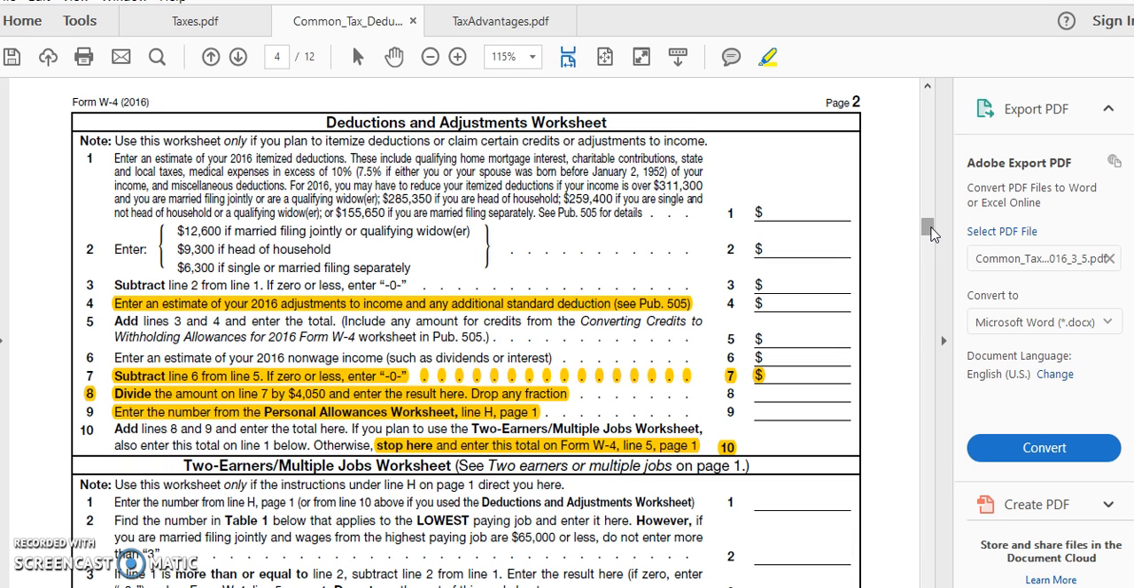Line 3 says subtract 2 from 1. So that's $9,600 from my home interest minus the $9,300. That's going to give me $600. So line 3 will have $600. Now for line 4, it says enter an estimate of your 2016 adjustments to your income and any additional standard deductions.